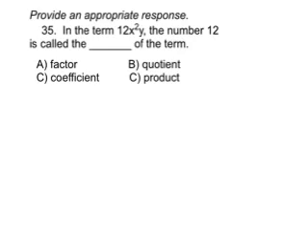Here's an easy one. Provide an appropriate response. Number 35. In the term 12x squared y, the number 12 is called the what of the term? Well, as we've learned already, it's called the coefficient. It's the number multiplied by the variables that are multiplied times each other in the term. That's the coefficient.